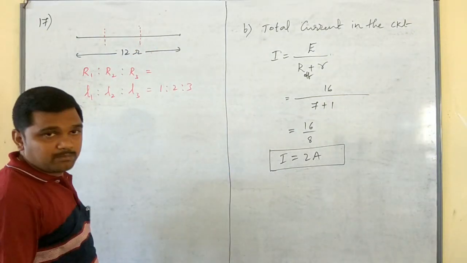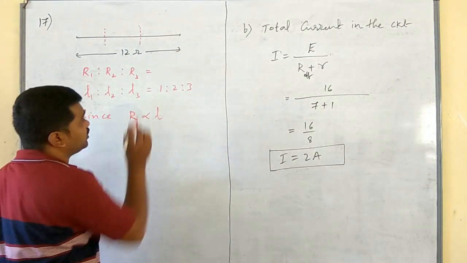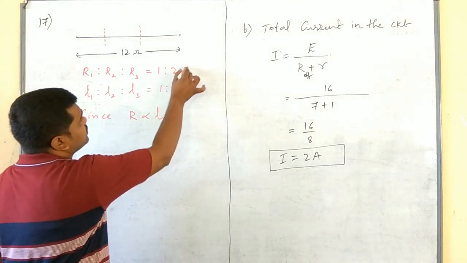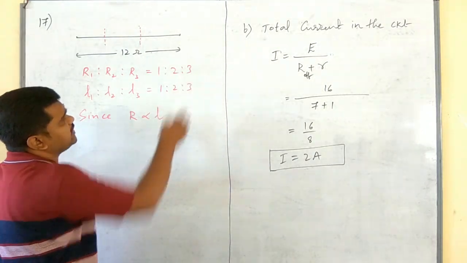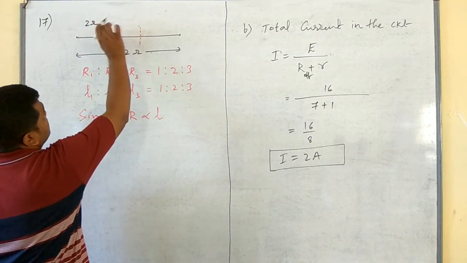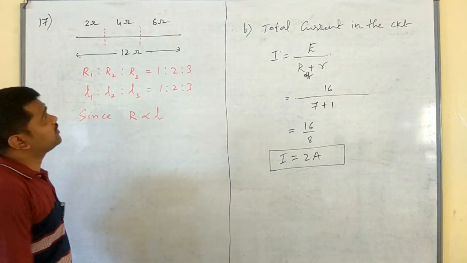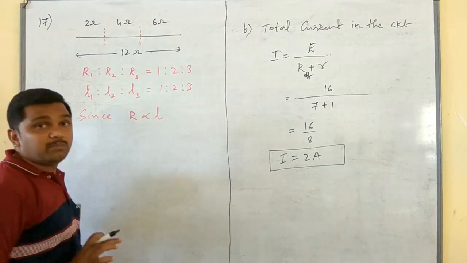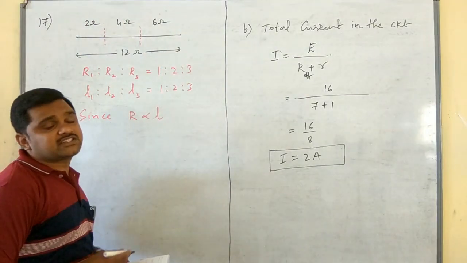Total resistance is 12 ohm. Since R is directly proportional to L, the resistance also becomes 1:2:3. Okay, if you divide 12 in the ratio 1:2:3, how much do you get? This is 2 ohm, this is 4 ohm, and this is 6 ohm. Totally 12 ohm will come. For example, if total length is 12 meters, then you have to cut them into 2 meter, 4 meter, and 6 meter.